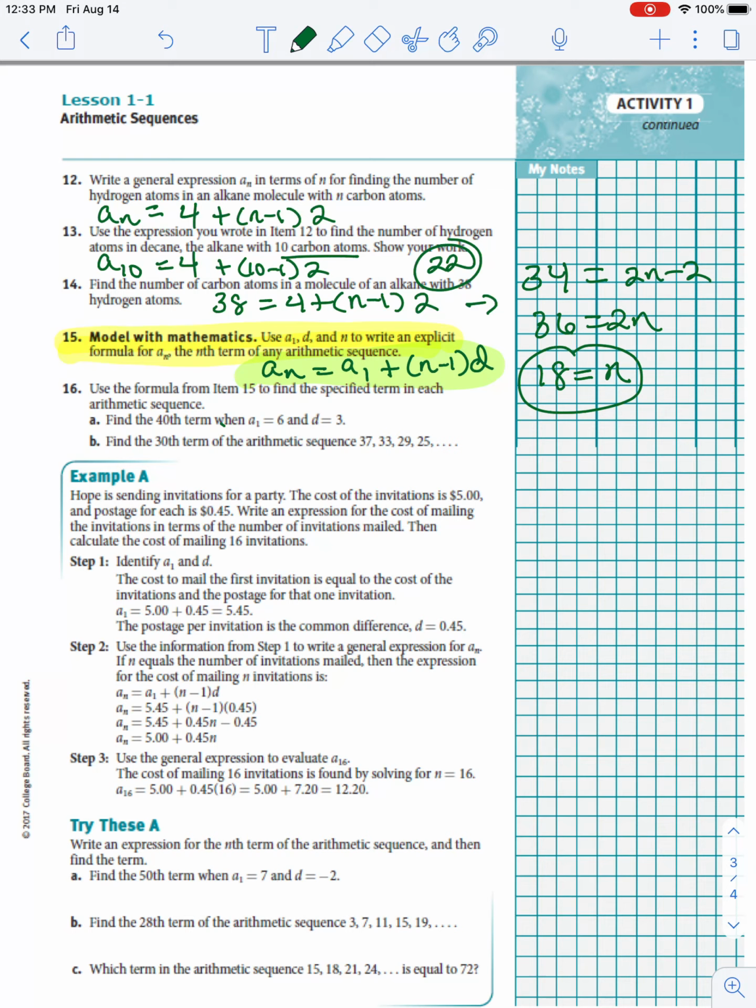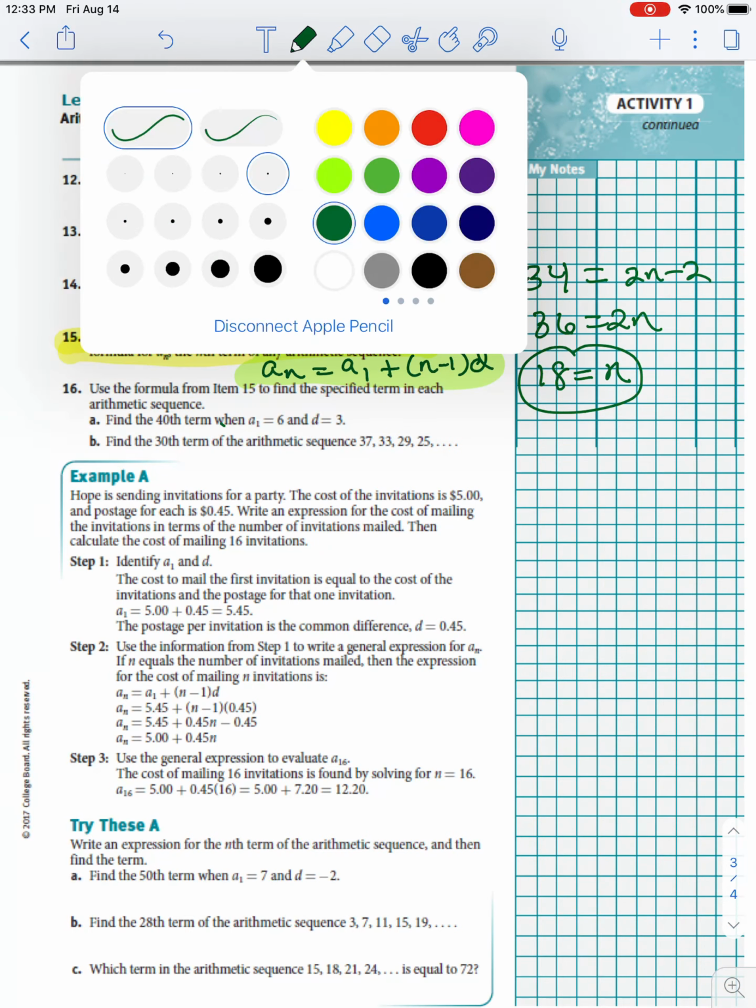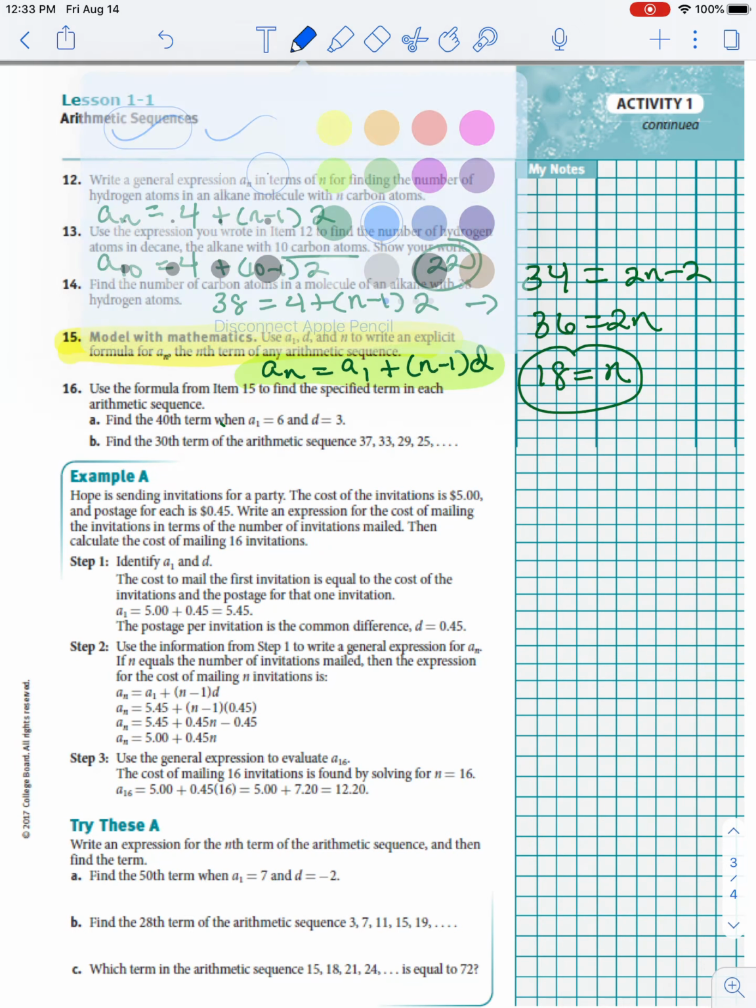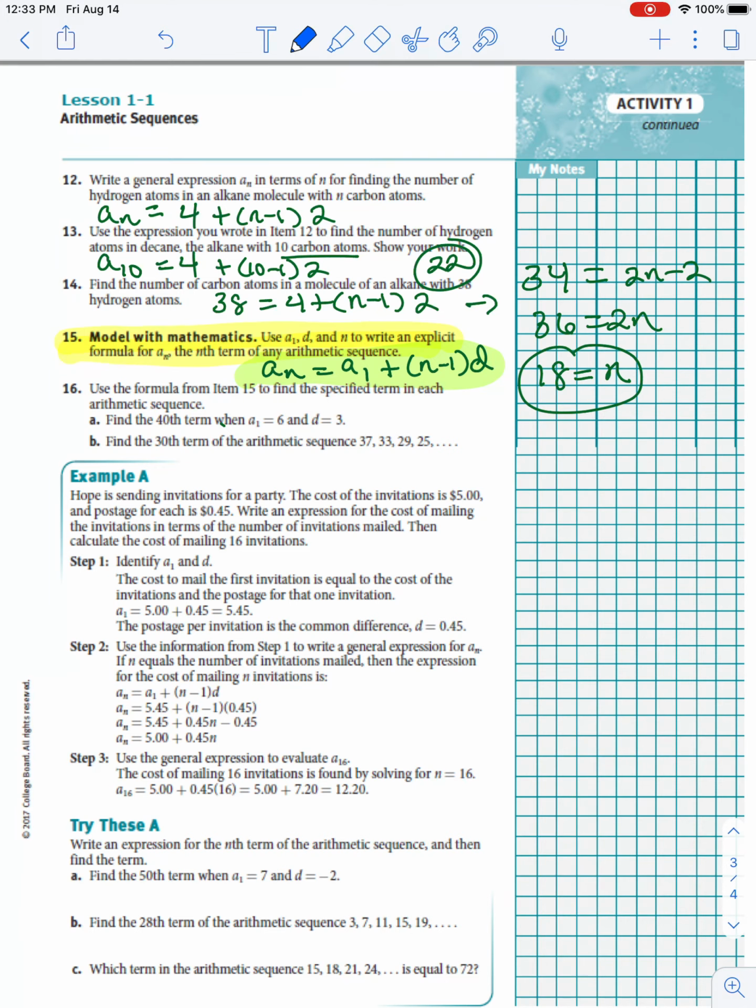All right, now we're going to practice this formula and then we'll be almost done, I promise. Let's go to blue. So number 16 is a good practice problem for us because this is really what we're getting to. It says find the 40th term.